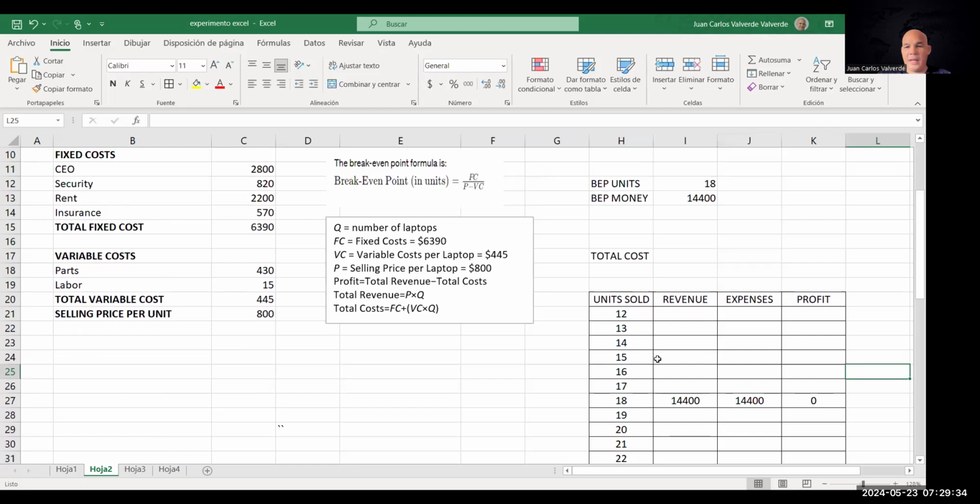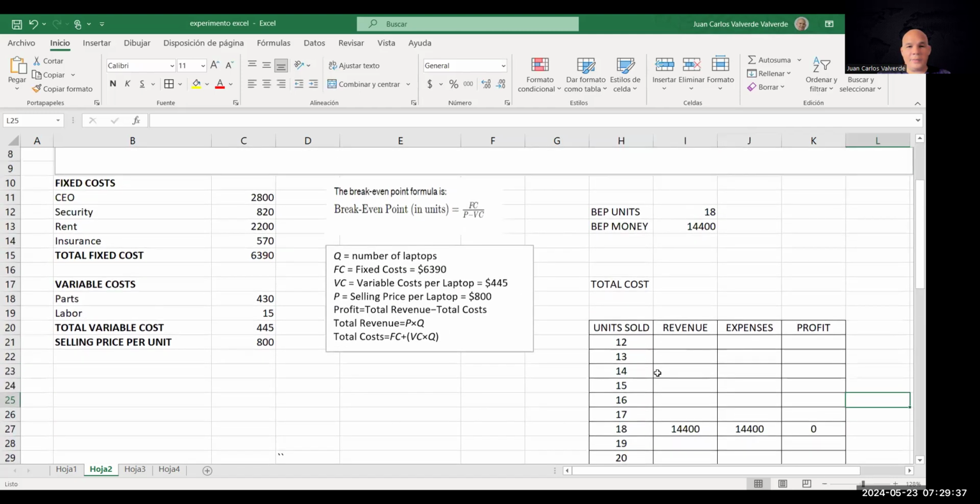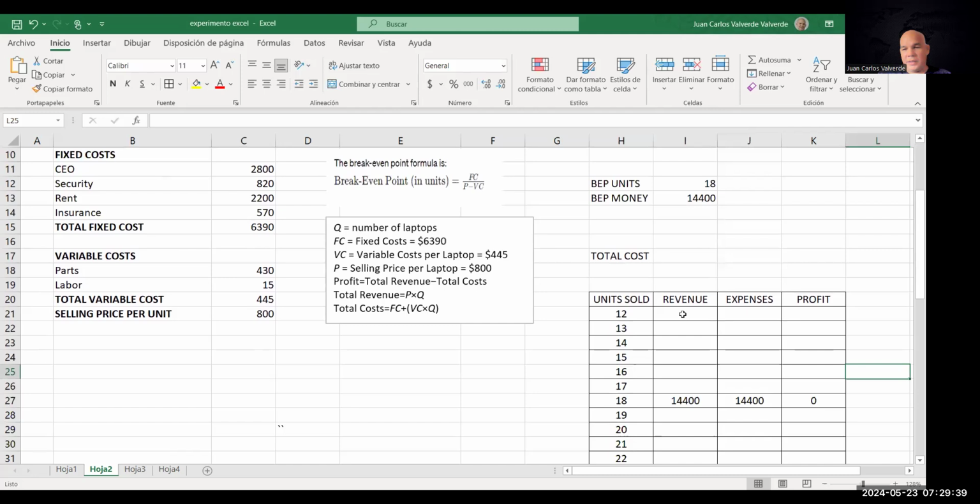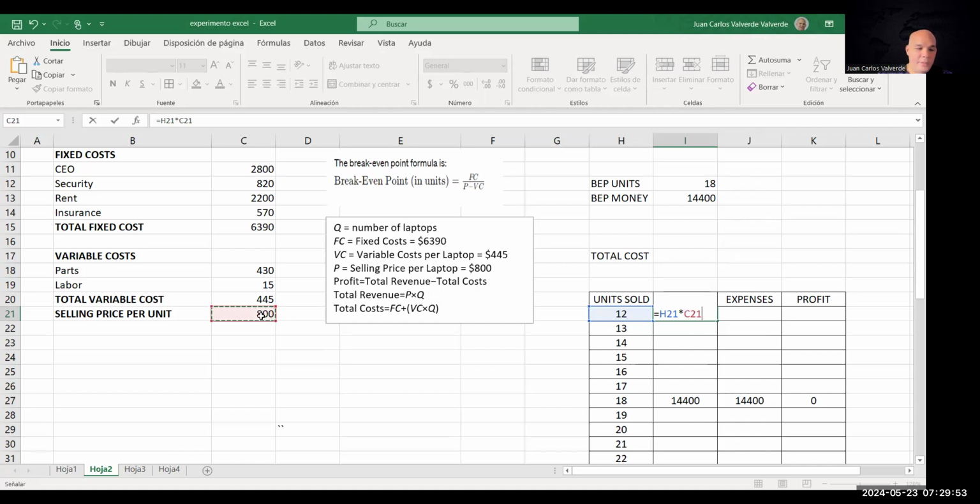But now, what would happen if the company sells only 12? What's the revenue? Revenue equals the number of computers sold times 800, because this is the cost of the computer. So let's make this an absolute reference. I do this, on my Dell computer, by pressing function plus F4. Okay, so this is the revenue.